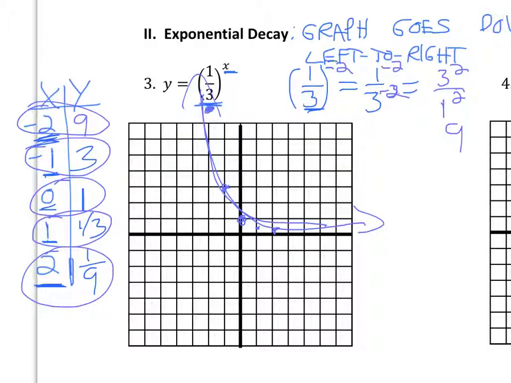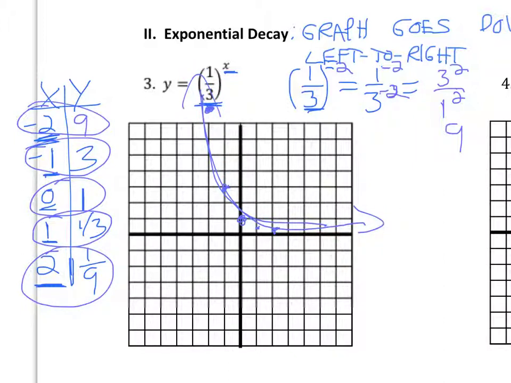You can see this, let's use my laser here. As you go to the left, it increases exponentially, but to the right, this is where it levels off right there. What kind of gives it away in the equation is this 1/3. If that's a fraction less than 1, your graph's going to go down left to right.